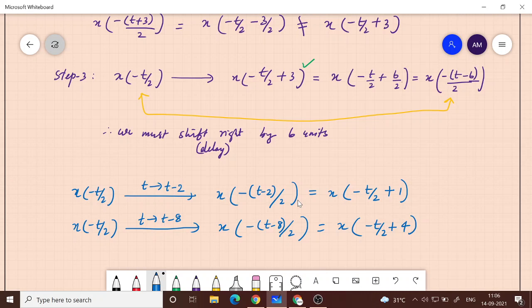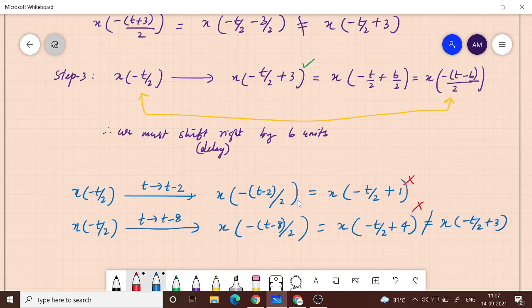Correct? Will this work? No, it will not work. What we wanted is plus 3. This is the question. So they are not equal. Therefore I have to say that both of these are wrong. So you need to be very careful.